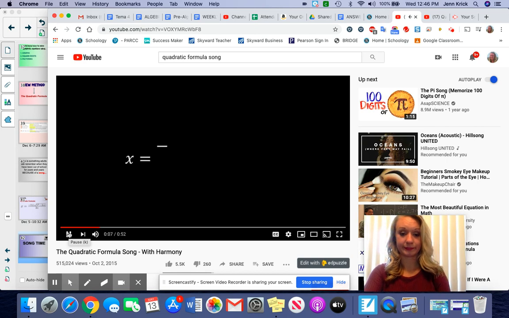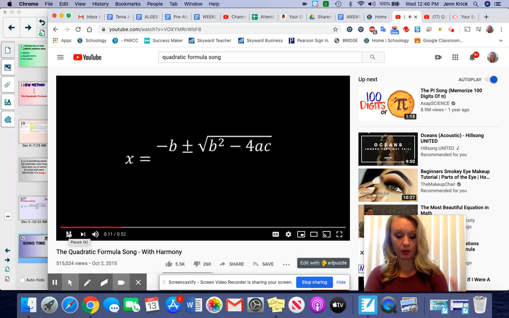X is equal to -b plus or minus the square root of b squared minus 4ac all over 2a.